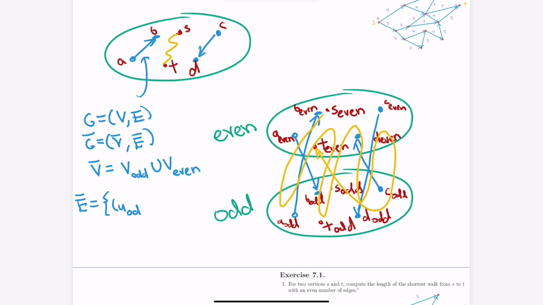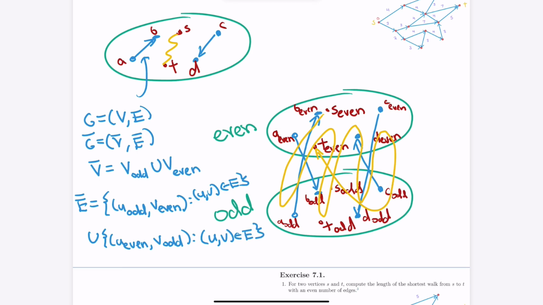So it's going to have all edges of the form U odd to V even, where UV was an edge in E, as well as the other one. All edges of the form U even to V odd, for UV an original edge in E.